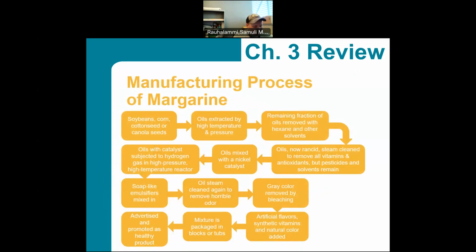I often talk to my students about the manufacturing process of margarine, but I'm not going to go into more detail here on that. But if you're interested, you can pause and have a look at it. It is quite a wild process how margarine is being manufactured. So that might make you want to think about that again.